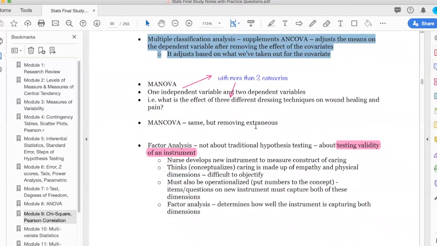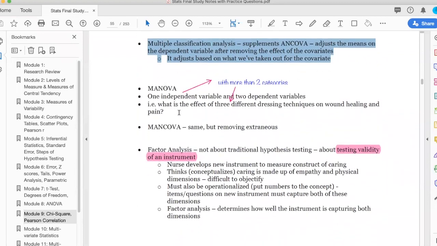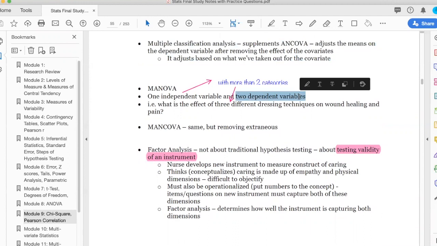MANOVA and MANCOVA. Almost done. This is very similar to what we just talked about, the ANOVA or ANCOVA, right? Except you have more than one dependent variable. And again, I get that this is going to be really hard to remember, right? It is, to a certain extent, just a case of memorizing, okay, MANOVA needs this and this. That's why I made the little chart, which I'll send you. But for now, we'll just go through it.